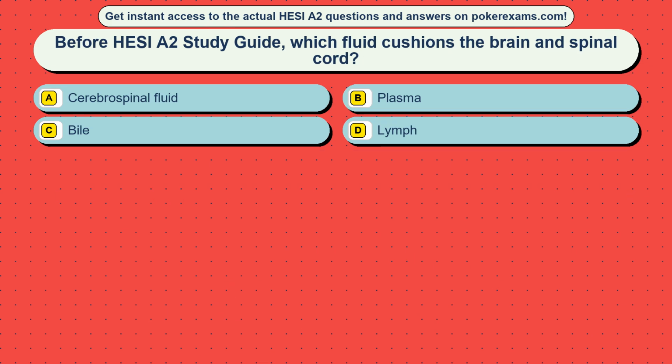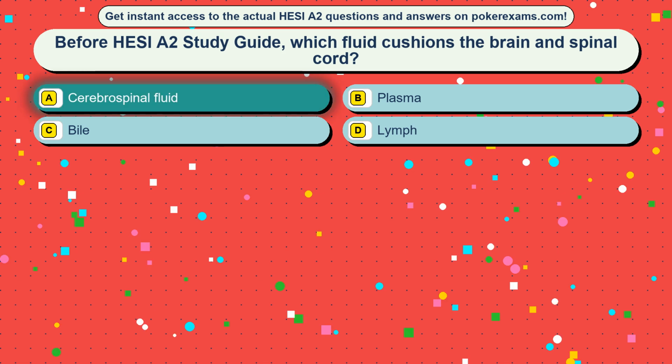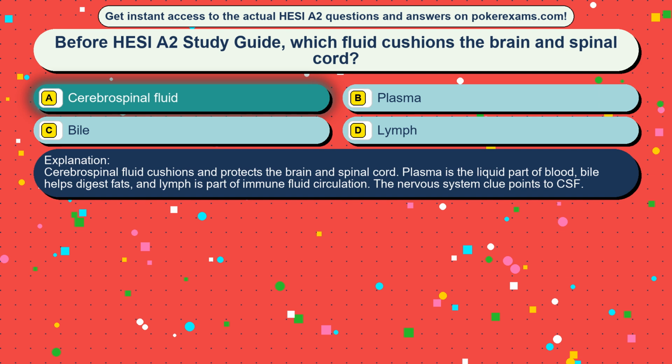Question 25. Before HESI A2 Study Guide, which fluid cushions the brain and spinal cord? Option A, cerebrospinal fluid. Option B, plasma. Option C, bile. Option D, lymph. The correct answer is option A, cerebrospinal fluid. Cerebrospinal fluid cushions and protects the brain and spinal cord. Plasma is the liquid part of blood, bile helps digest fats, and lymph is part of immune fluid circulation. The nervous system clue points to CSF.